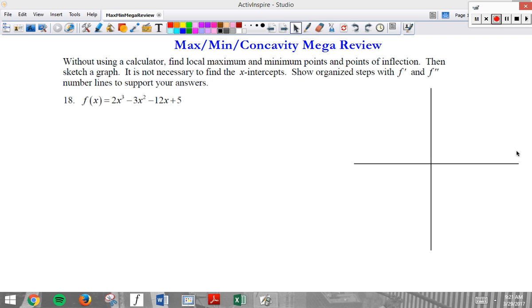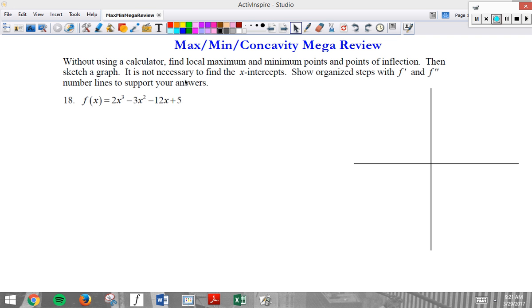All of this is without a calculator. Most of the problems will say that, but just put your calculator away now. There's no reason to use a calculator here. It's all about how to do this without a calculator. Without further ado, why don't you pause the video, try this one out, and unpause it when you're done.